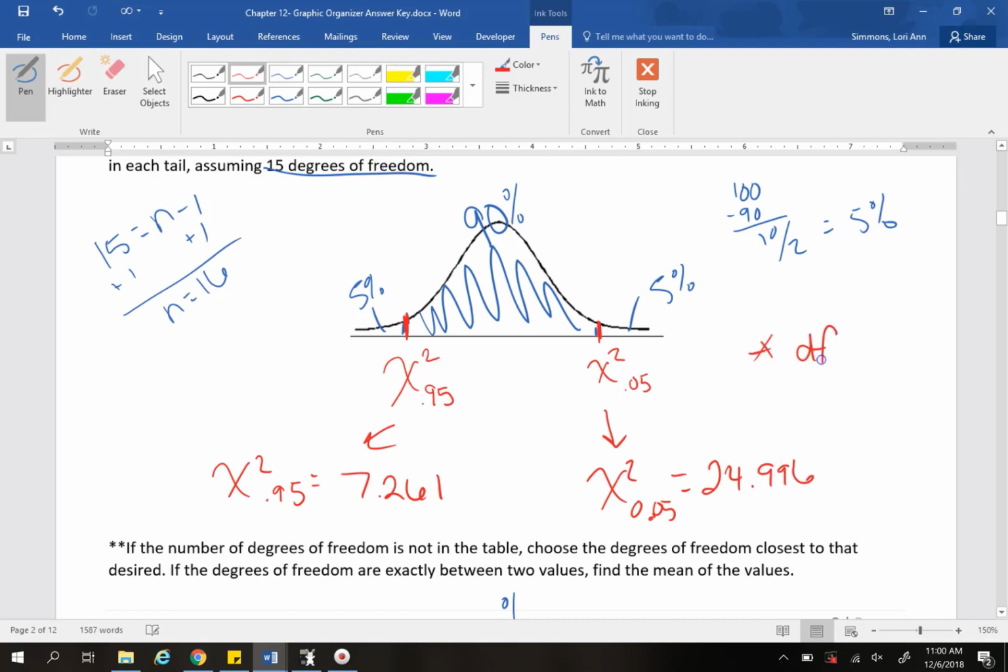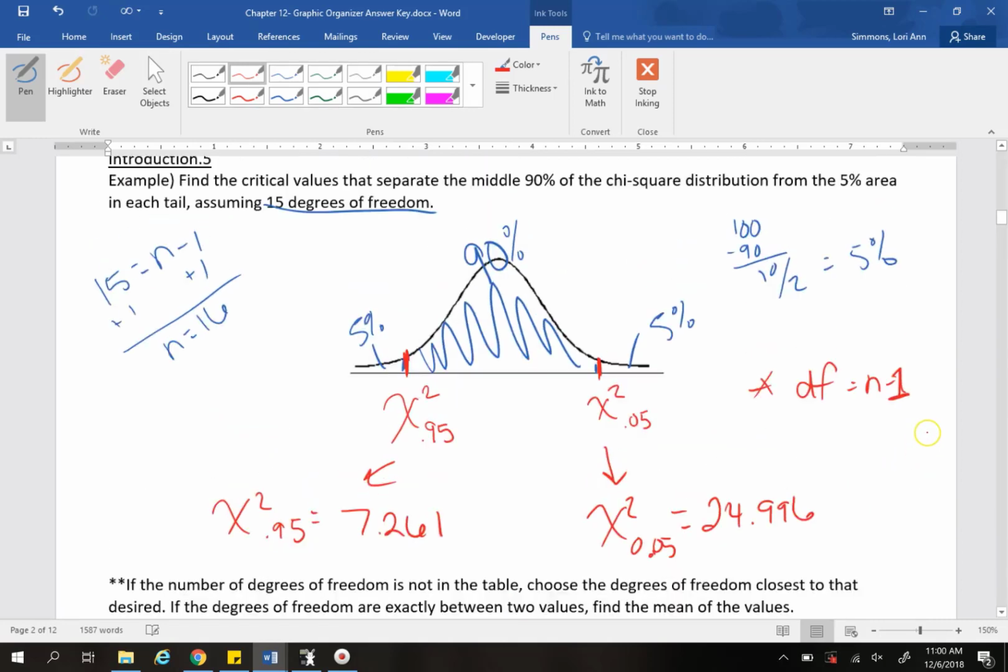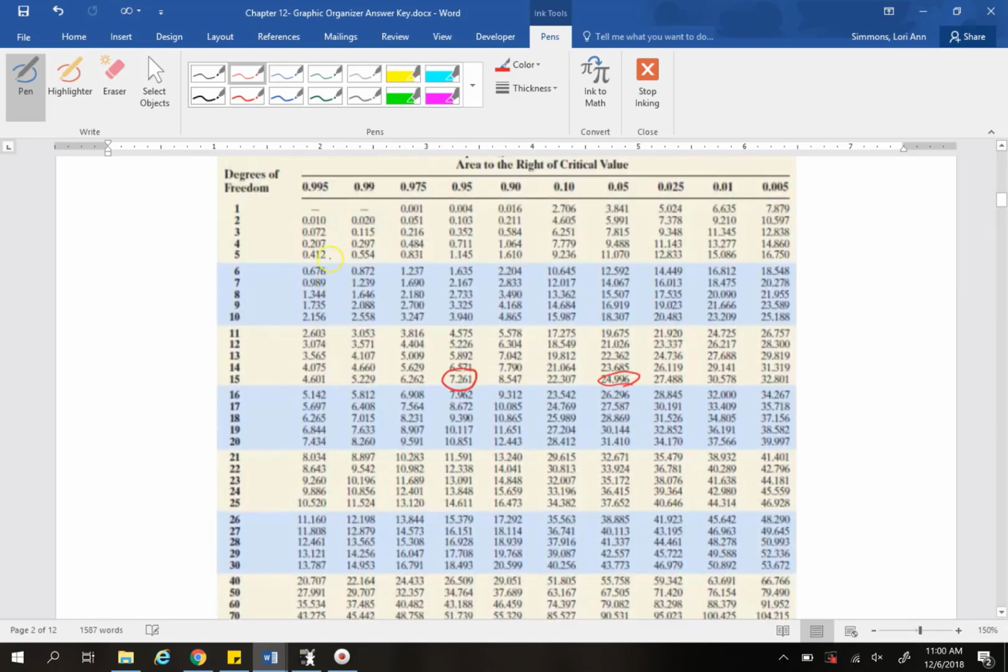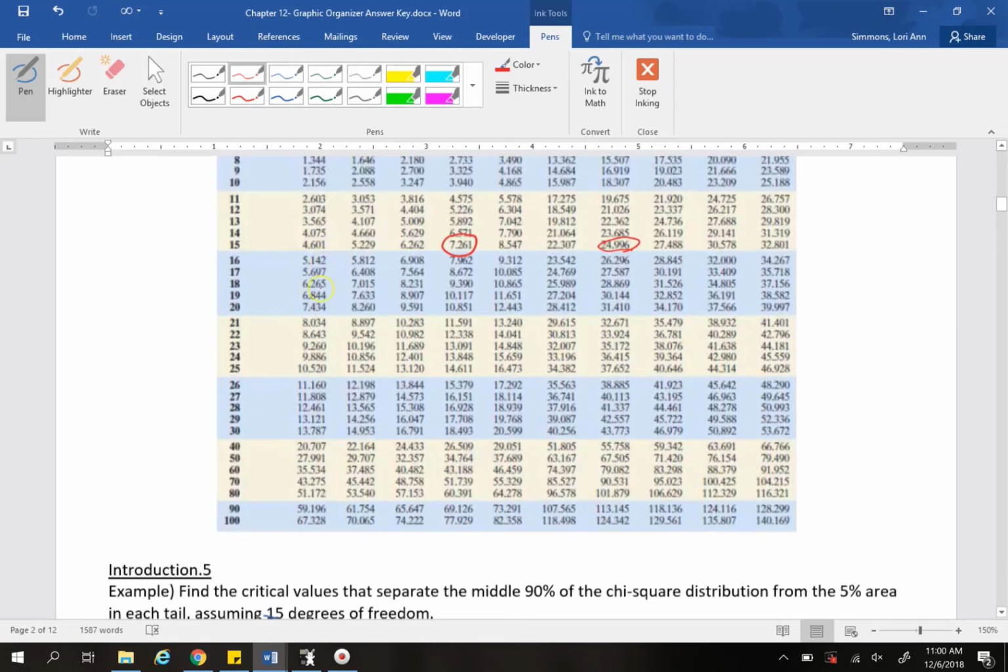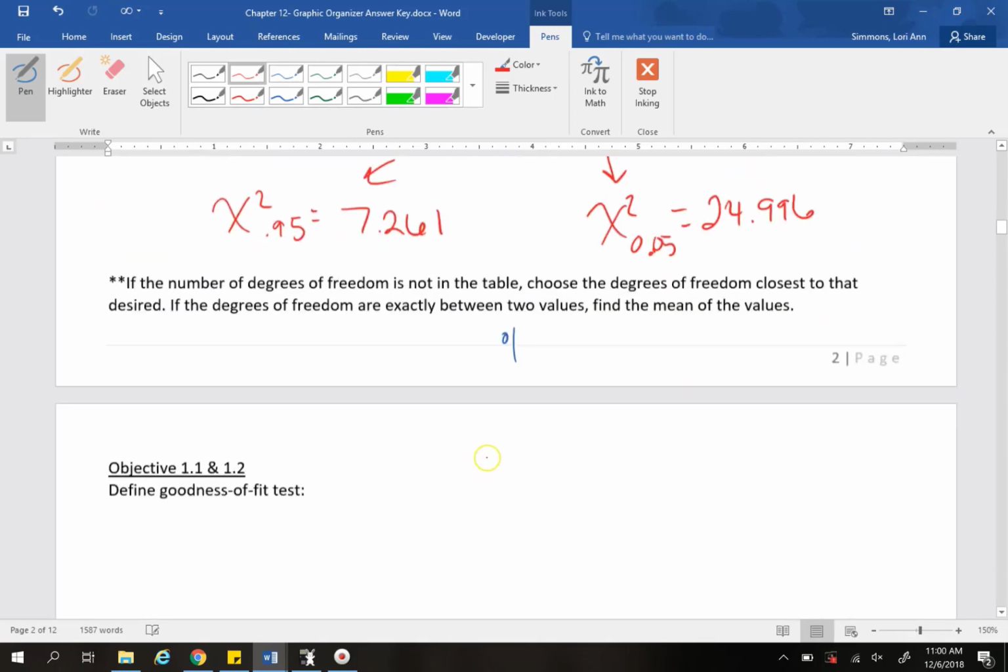Remember, degrees of freedom is n minus 1. If the number of degrees of freedom is not in the table, choose the degrees of freedom closest to that desired. If the degrees of freedom are exactly between two values, find the mean of the values. So let's say we had degrees of freedom of 95, and we had to the right 0.995. What you would do is add these two together and divide by 2. That's what this last sentence means.